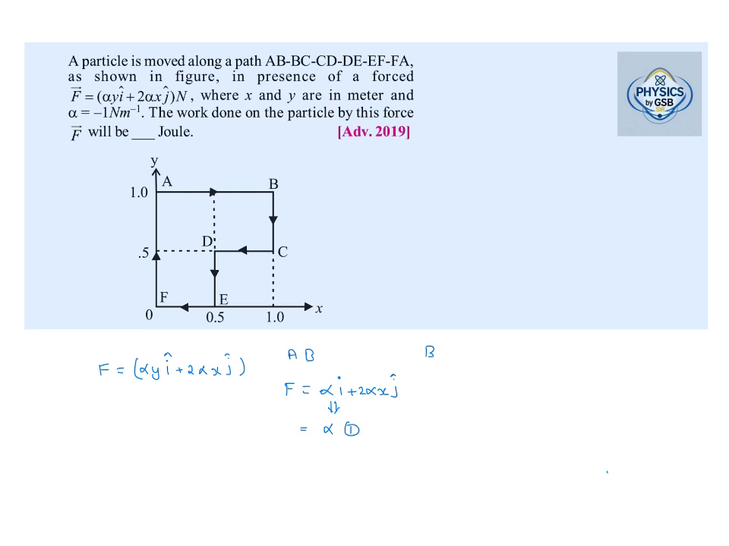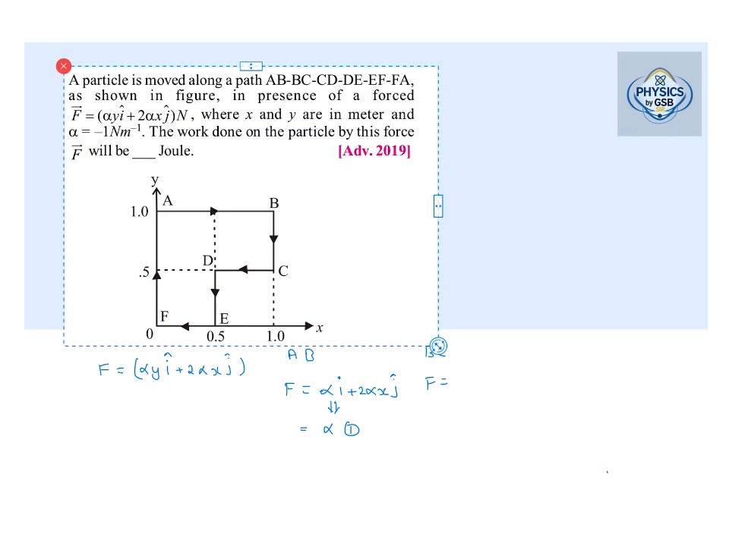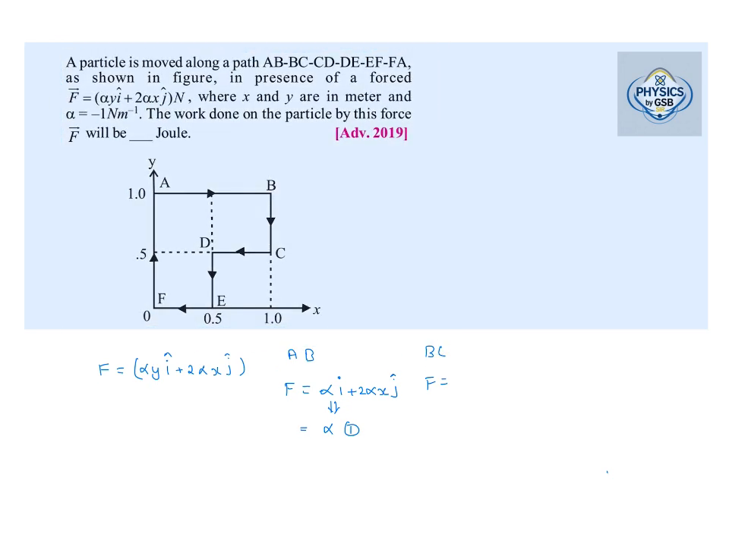So during AB, we obtain work to be alpha. Now please see here, when we move along BC, we are moving parallel to the y-axis. So it implies x should be constant here. And what is the constant value of x? x will be equal to 1. So now the expression of force, instead of x, I am writing 1 here. So F will become alpha y i cap plus twice alpha times 1 j cap.